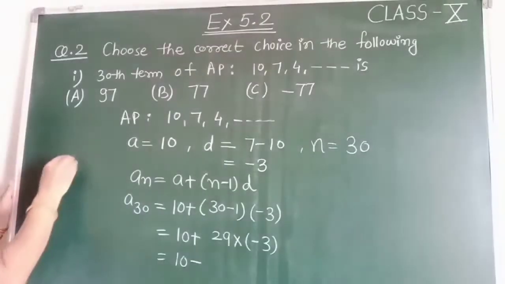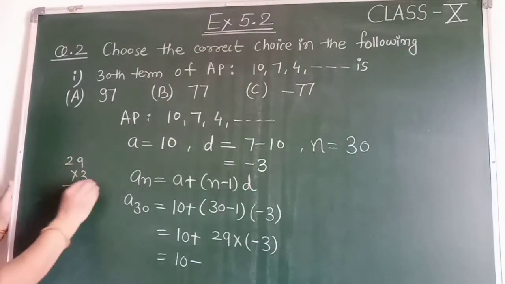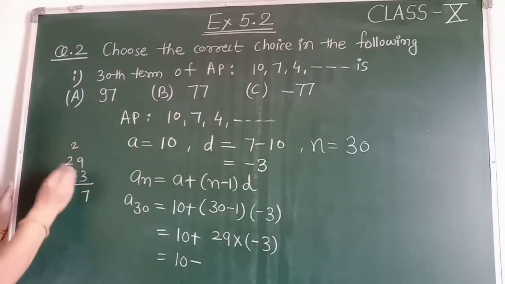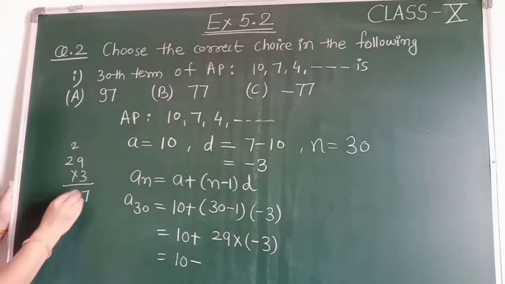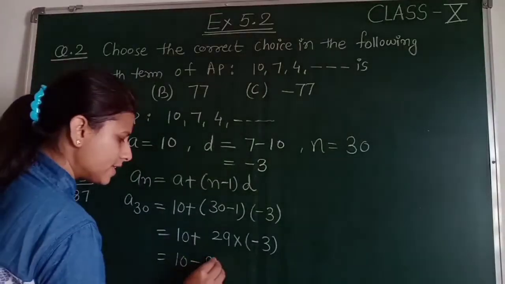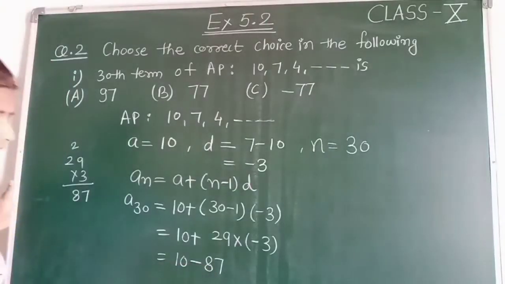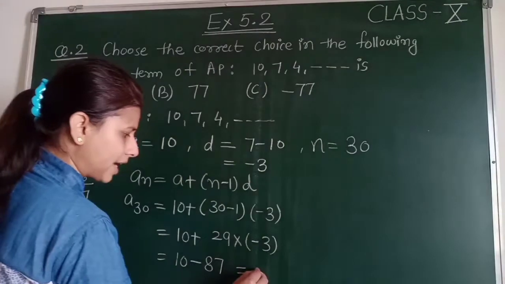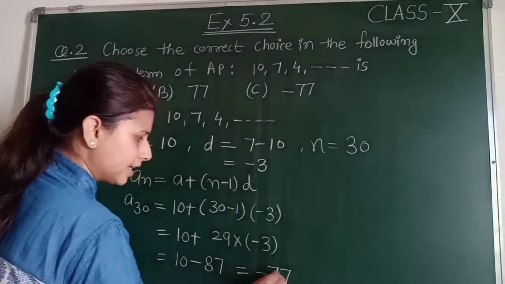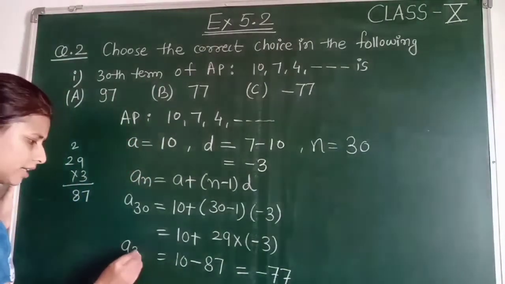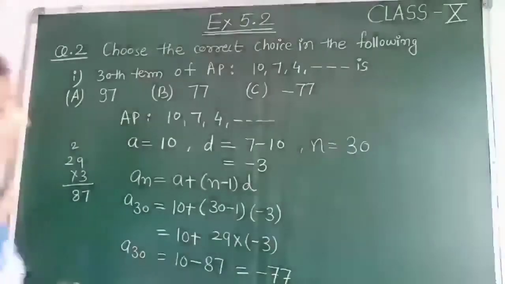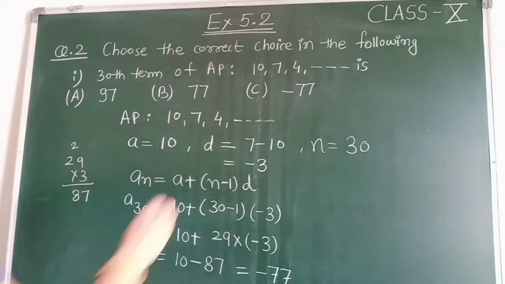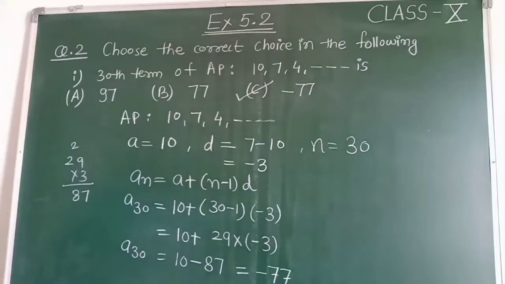Now we will multiply 29 by 3. 9 3s are 27. 3 2s are 6, and 6 plus 2, what will we get? 87. Now we will subtract, plus minus minus, and after subtraction we will get minus 77. So the 30th term will be minus 77. Which option is correct? Yes, this C option is correct.